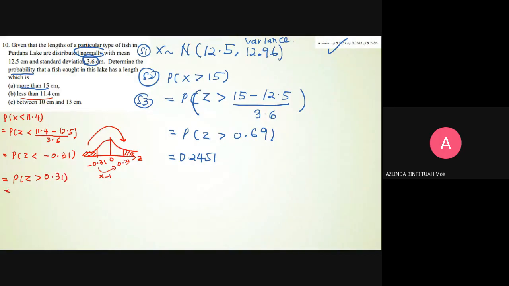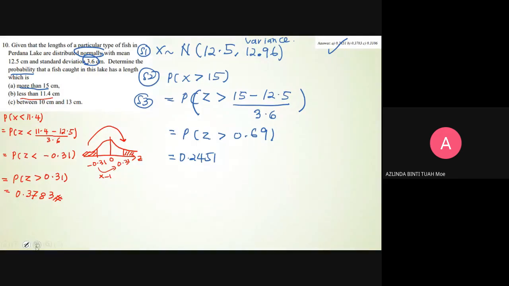Okay, once again from the table, 0.31, is anyone? 0.00097. So this answer is different. 0.3783. Okay. Okay, last one.